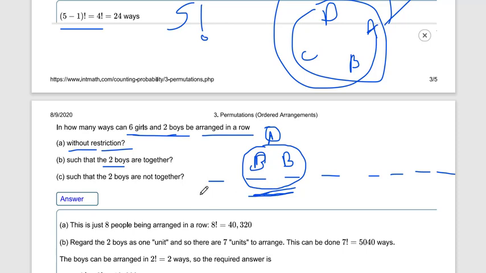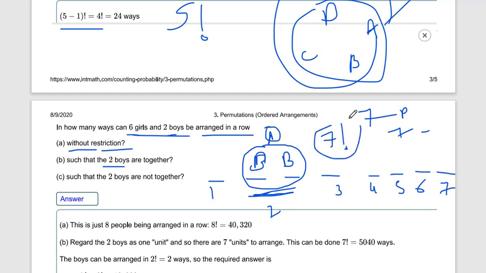So now how many spaces are available? 1, 2, 3, 4, 5, 6 and 7. If we combine these two, we have 7 people and 7 spaces available. So how many ways can they be arranged? 7 factorial.